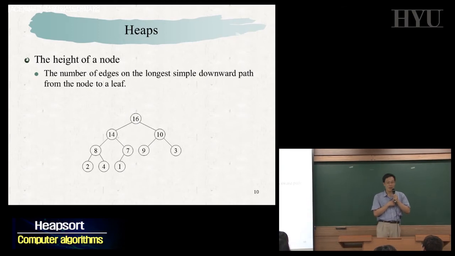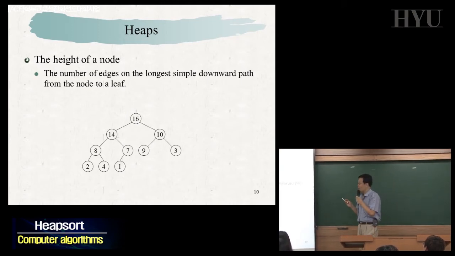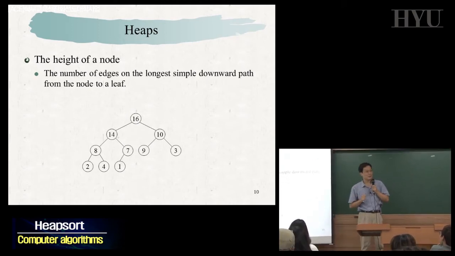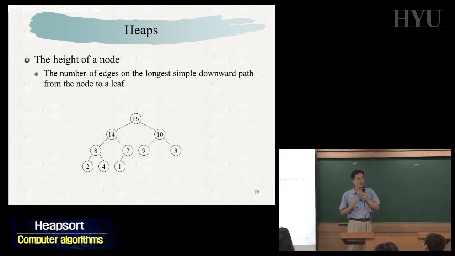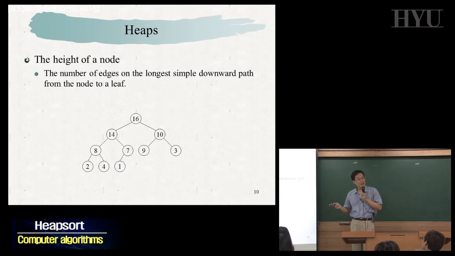Okay, how many downward paths are there from the node? There are four downward paths. 3? Okay, the longest paths are 3. I'm asking you just simple downward paths to leaves, including shorter ones.